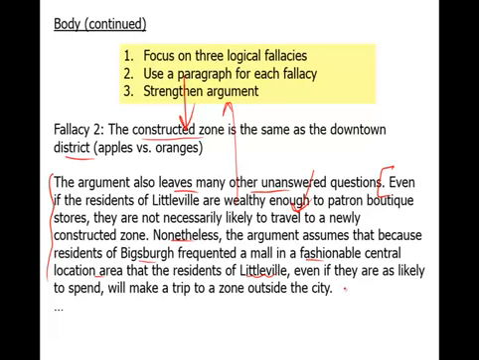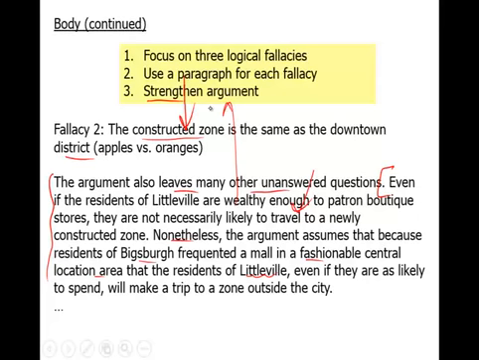Say evidence could possibly come to light that the newly constructed district or zone is really far away from the city, or it's near a dangerous neighborhood, or the roads there aren't convenient, or people in Littleville typically don't like to travel, or at least the wealthy people typically don't like to travel outside of town. Therefore, it shows that this argument doesn't have any validity whatsoever. So that would be a way to refute it as well. Again, we can kind of strengthen it or refute it.